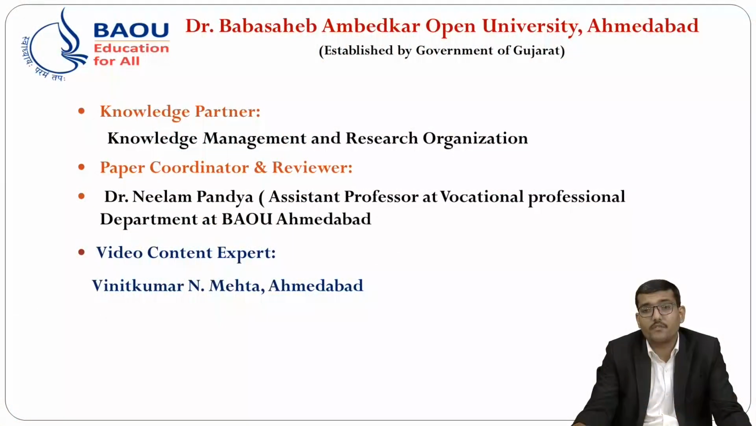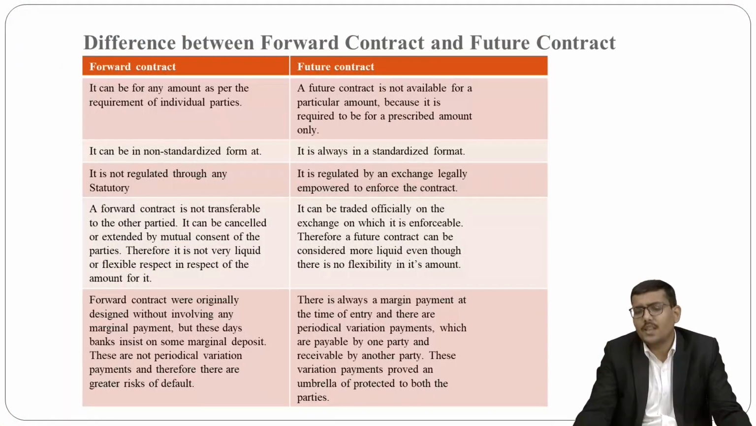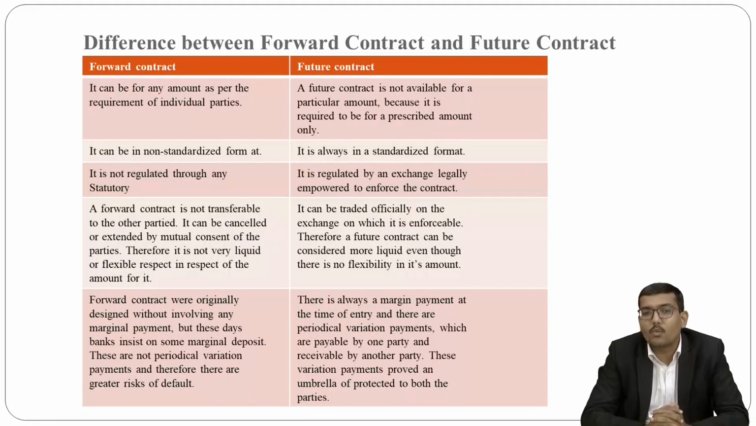The video series of the BBA regular, paper number 202, Fundamental of Financial Management, with respect to block 4 and unit number 3, in continuation of unit number 3, Financial Planning 2. Now let's begin our discussion with the difference between the forward contract and future contract.